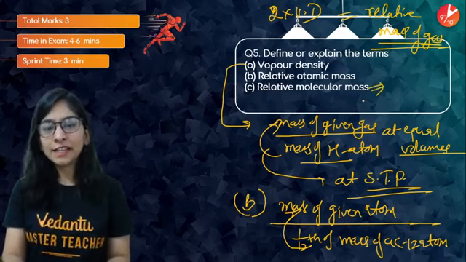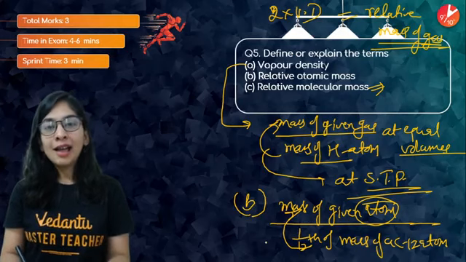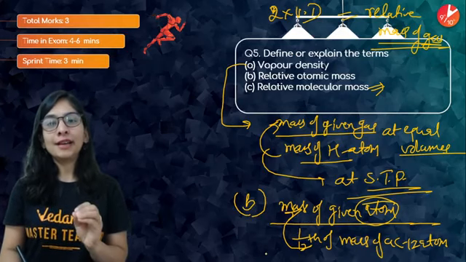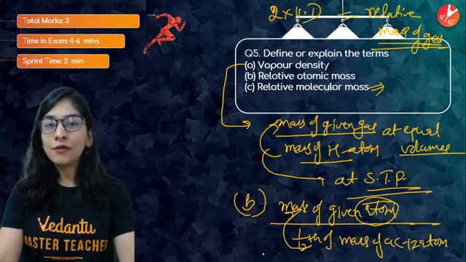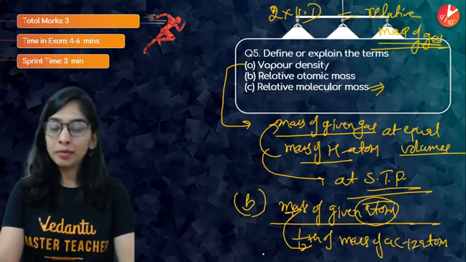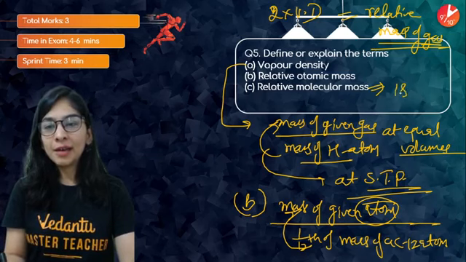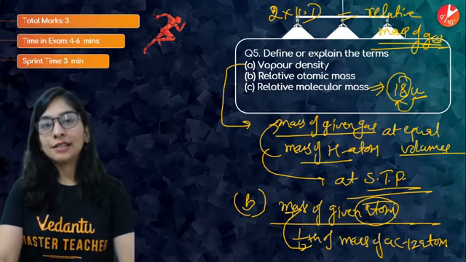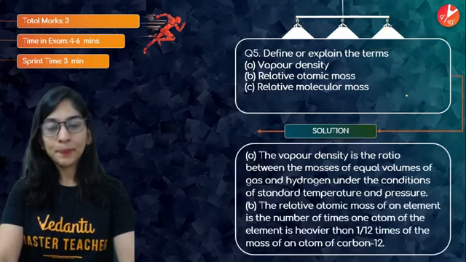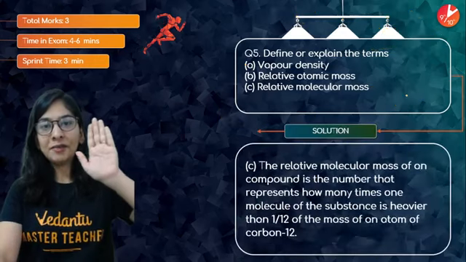Same with the relative molecular mass, but the atom will be replaced by the molecule. How much heavier your molecule is as compared to the mass of 1 by 12th part of a C12 atom. Simple. So if I say water has a mass of 18 U, that means my water H2O is 18 times heavier than my standard unit, that's unified mass. Simple. Okay, got it? Give me a quick high five.